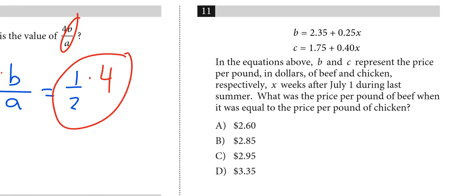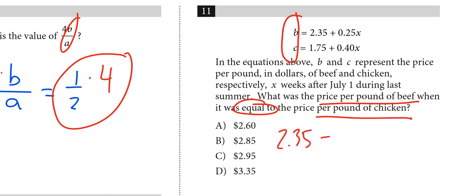What do we know about the beef and the chicken? What are we going to do with these two equations because we know something about these? What do we know about the beef and the chicken? They're equal. So we can set them equal to each other. 2.35 plus 0.25x equals 1.75 plus 0.4x.